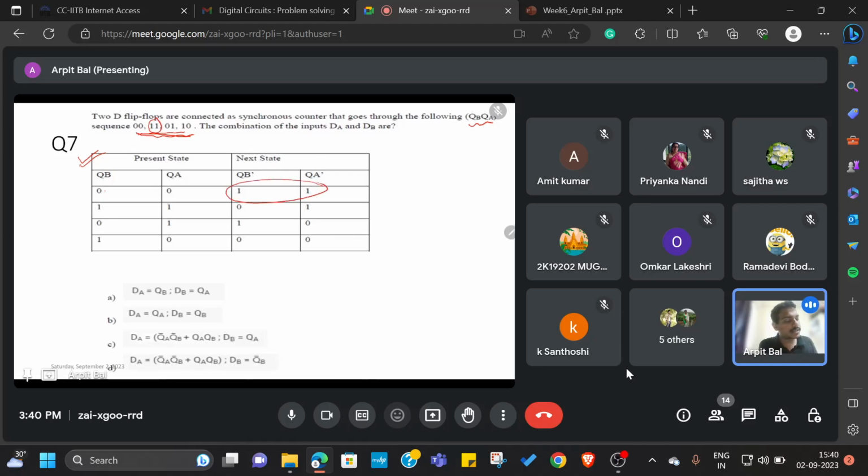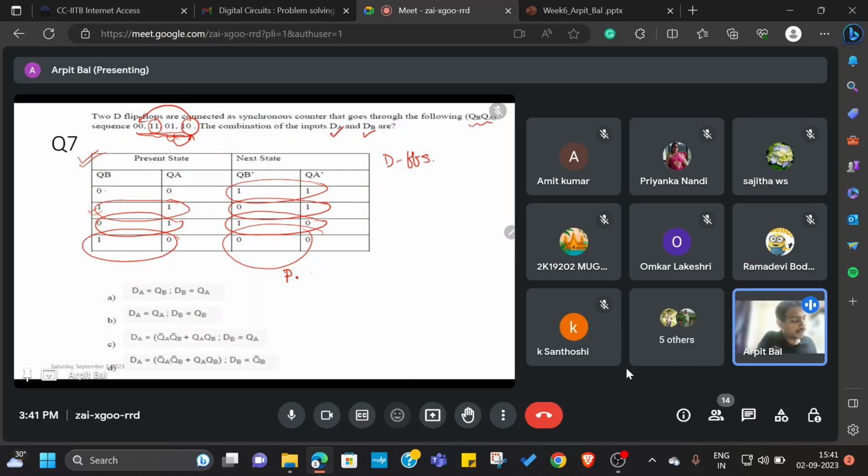When the present state becomes 1 1, the next state will be 0 1. Then the next state becomes the present state, 0 1. At that moment the next state will be 1 0, and once it is 1 0, it comes back to 0 0. And how do we arrive at these states? We are using D flip-flops. Because 2 bits are involved, we will be using 2 D flip-flops, DA and DB.